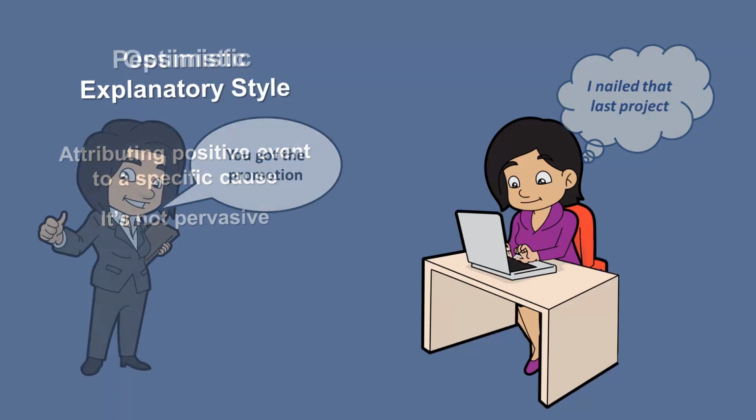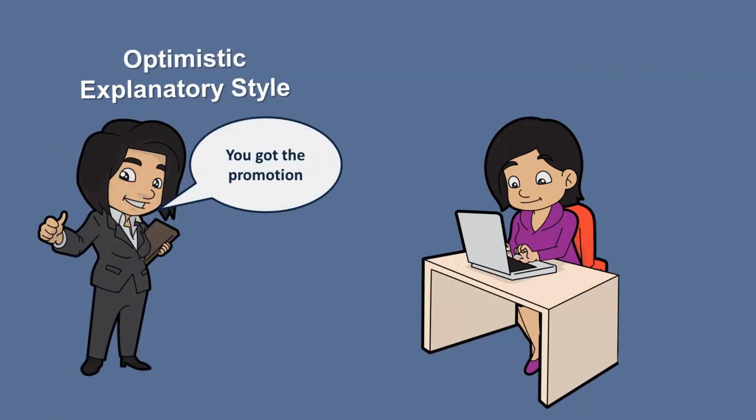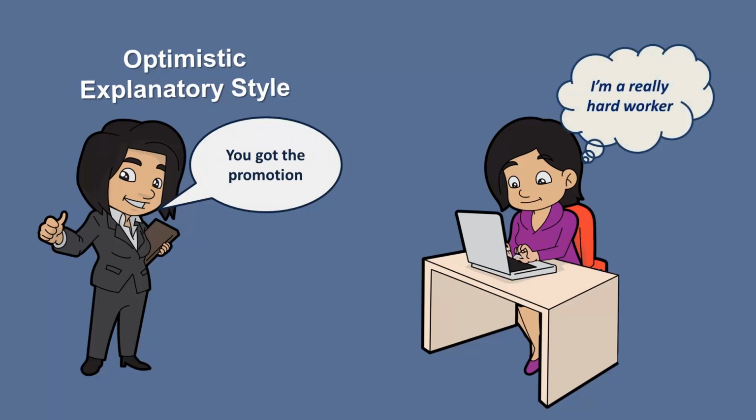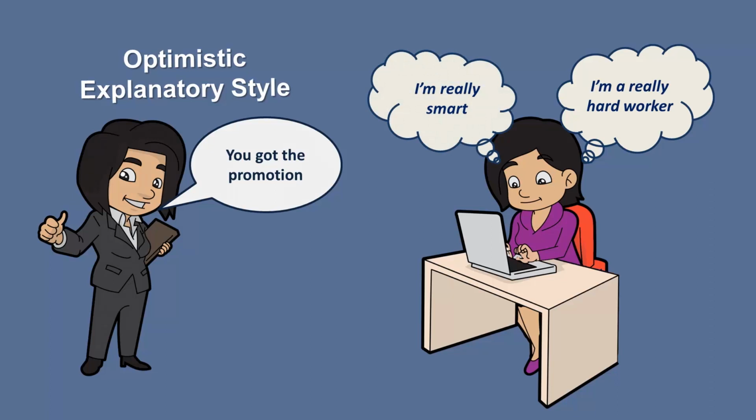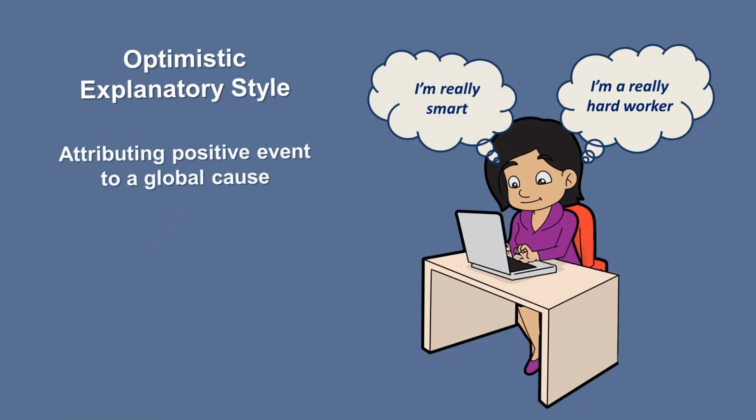A more optimistic explanatory style would be, I got a promotion because I'm a really hard worker, or because I'm really smart. So we attribute our success to global traits. And those are pervasive causes that apply globally, beyond this one promotion, and even apply to situations outside our jobs.